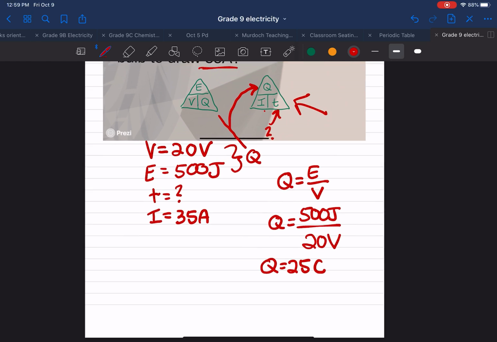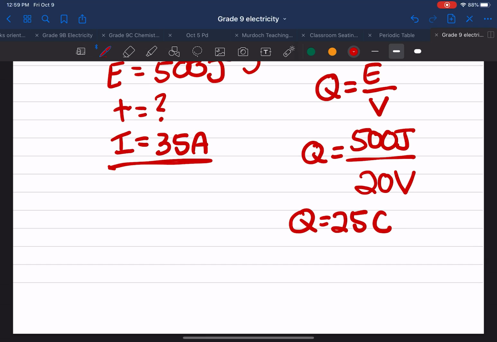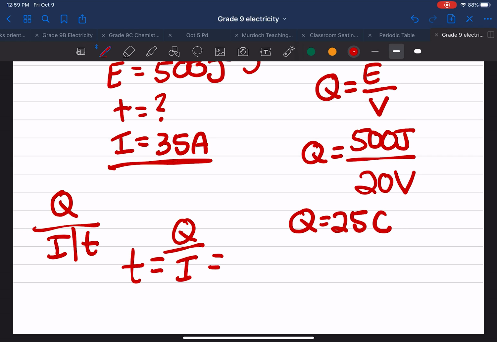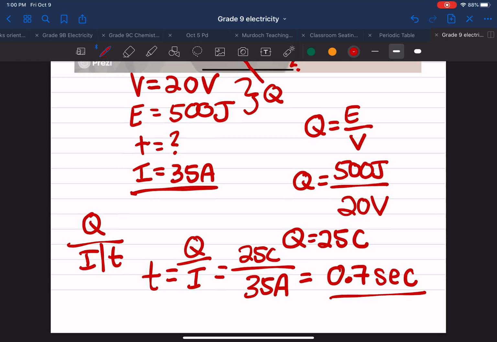The question is asking for time, and the question also gave us I, so that we can plug it into that formula and solve for time. So again, it's Q over I over T, and then T equals Q over I. The Q was 25 coulombs over an I of 35 A, so divided by 35 amps, and you get a number of 0.7 seconds. So that's super fast, that's awesome. 0.7 seconds is your answer, and now you have solved the problem.